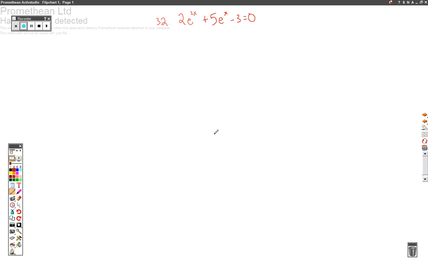Alright, I'm going to say that this problem is a lot like 29, but honestly I kind of think this problem is easier. So here we go. I'm going to rewrite this as 2e to the x times 2. Remember that to a power you multiply, so that's where the 2x comes from, plus 5e to the x minus 3 equals 0. Okay, from here I'm going to say that e to the x is like m.